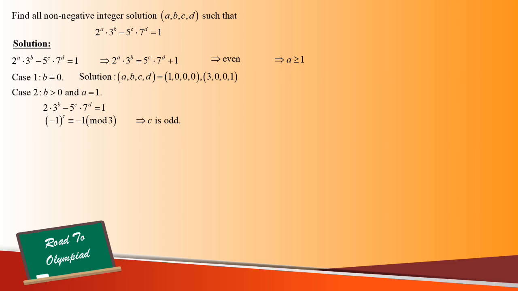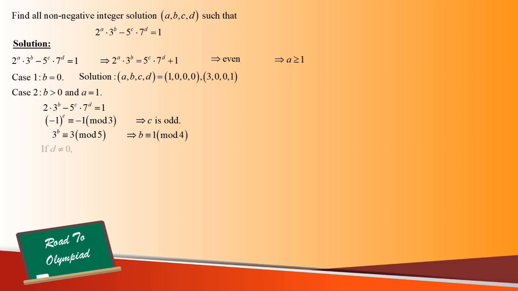Knowing that c is odd, 5 to the power of c times 7 to the power of d must be a multiple of 5. Therefore, by taking congruent modulo 5, 2 times 3 to the power of b is equal to 1 mod 5, which can be simplified into 3 to the power of b is equal to 3 mod 5. Checking through the power of b again, we have b is equal to 1 mod 4.